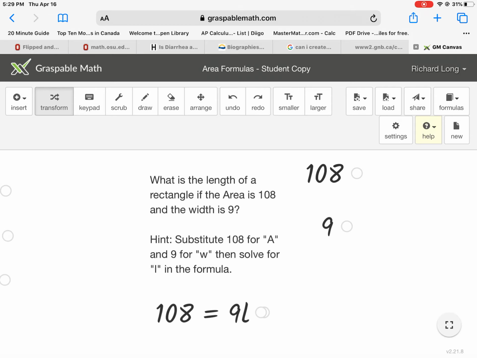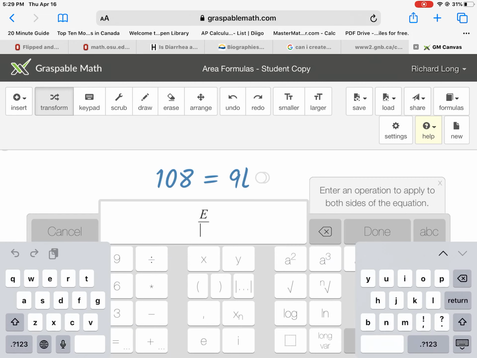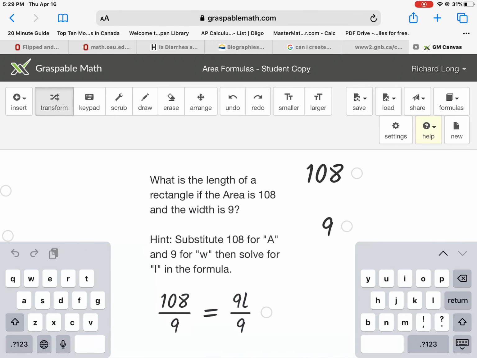Now, I can do a variety of things. That says 9 times L. So what I could do is just press and hold there, and that comes up, and now I could divide. So that says 9 multiplied by L. So what's the opposite of multiplying by 9? It's dividing by 9. So when you do this E over 9, it means that it will divide both sides of the equation by 9. Okay, so we just click that, and it's L.